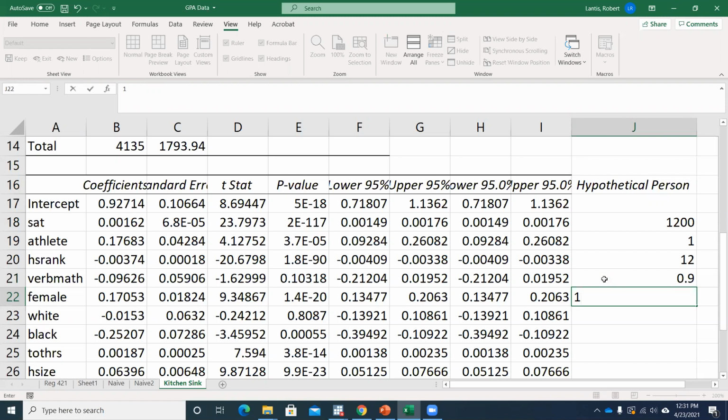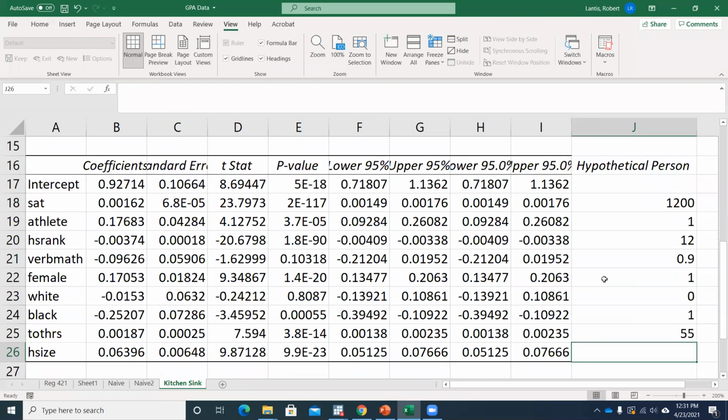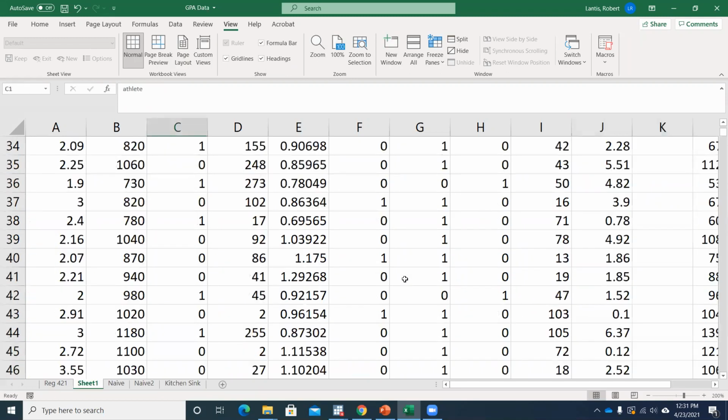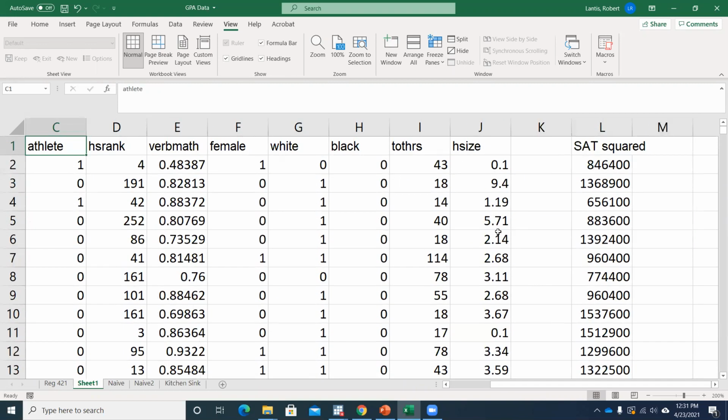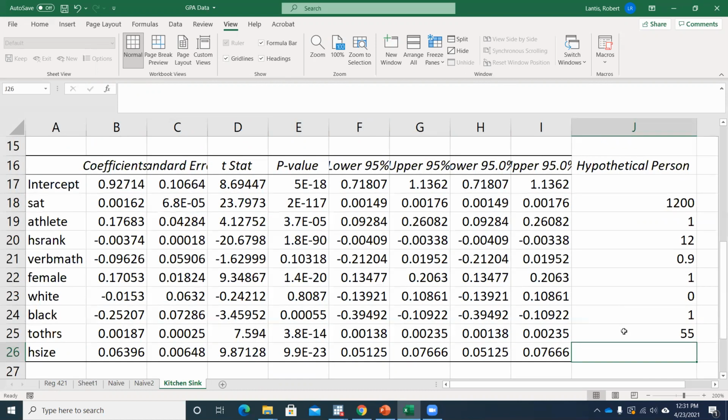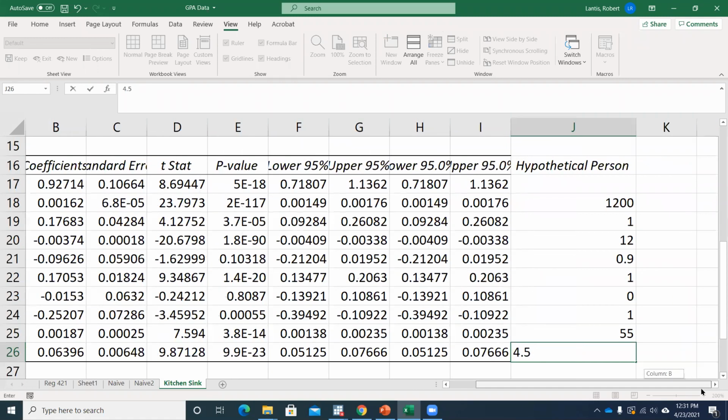Let's say they're female. They're not white, so we'll put they're black. We've got 55 credit hours that they've taken. The high school size variable, I believe they scaled it just so it was easier to see. So 9.4 would be 940. We'll just choose 4 point something as their high school size. Maybe 450 kids, which would be 4.5, the way that variable was input. So I now have this hypothetical person.